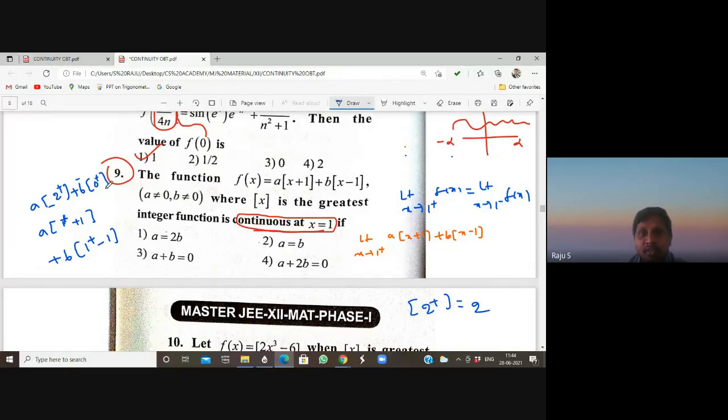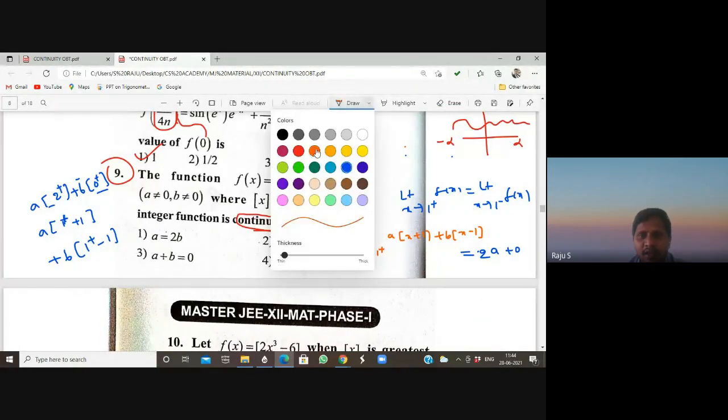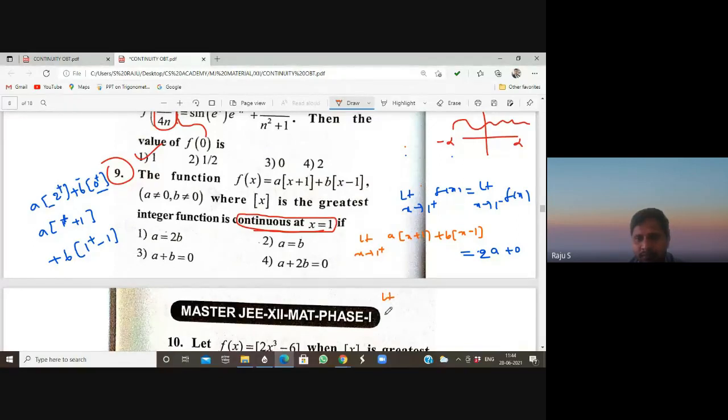Yes, sir. And 0 plus means 0. Nothing but what about this value? Clearly a into 2, that is 2a plus 0. This is the right hand limit. Then what about the left hand limit? Limit x tends to 1 minus, that is a into, I want to substitute here directly, [1 minus plus 1] plus b into [1 minus minus 1].